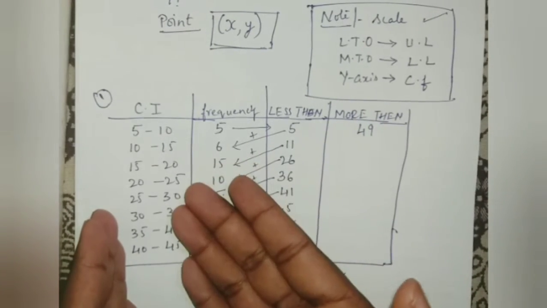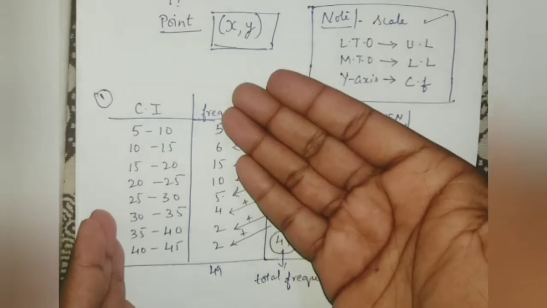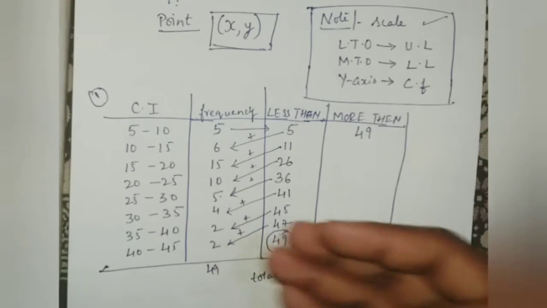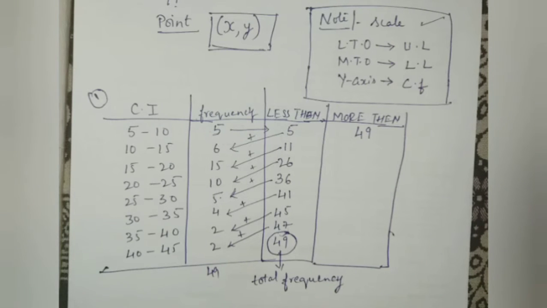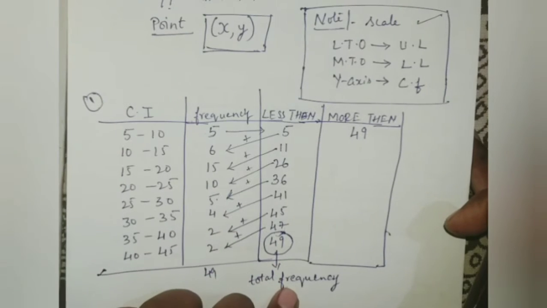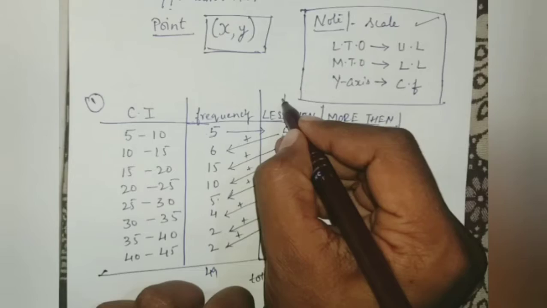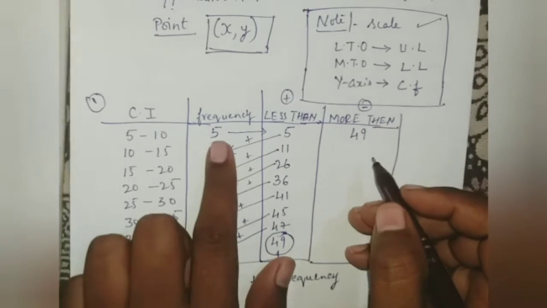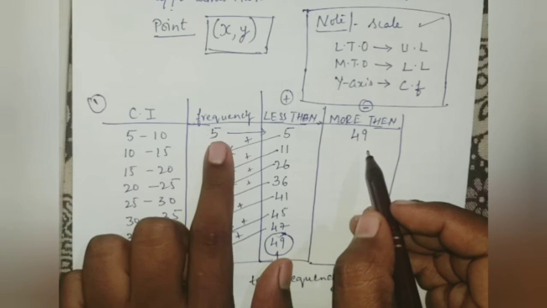Same question, if they ask for the more than graph, first thing you need to do is add these frequencies. After adding these frequencies, you will get one answer. That answer you need to write at the first. Any doubts to find out more than? See, whatever answer I got, you are adding here, right? So you need to subtract here. See here, see my hand, very important where I am subtracting.